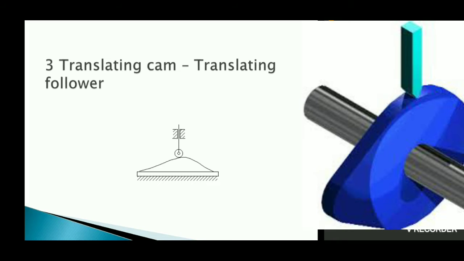Lower pair means you have surface contact or full body contact, but higher pair means you have just point contact or only a line contact. So you can see here, when this kind of device is rotating, the contact between the cam and follower is just a point or sometimes a line. If that type of contact is there, then it comes under higher pairs.